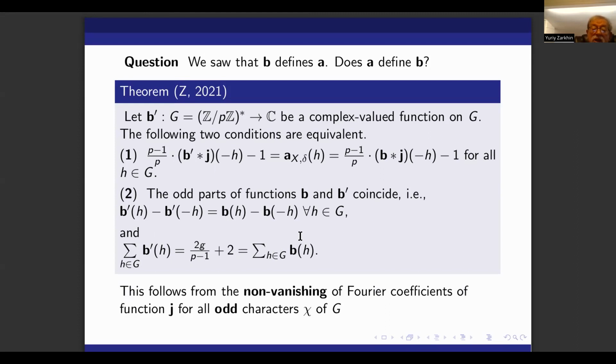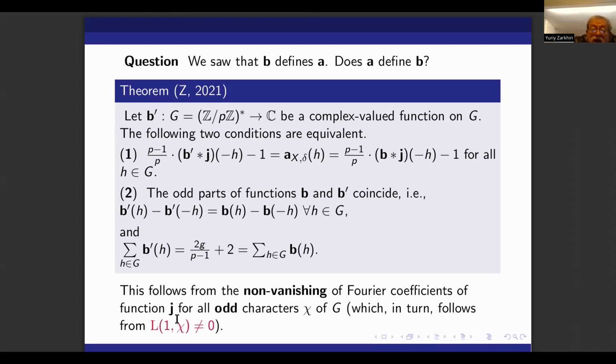Well, this assertion follows from the non-vanishing of Fourier coefficients of function j for all odd characters chi of our group G, which in turn follows from the non-vanishing of the value of the L function at 1.